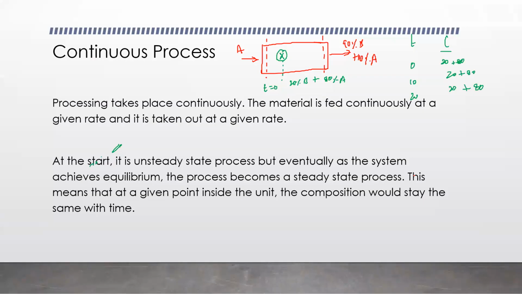So a batch process is an unsteady state process, while a continuous process, eventually it goes to steady state. In the start, it's an unsteady state process, but eventually it achieves equilibrium and it becomes steady state. So graphically, if you represent this, it would be something like this. Initially, up till here, in the beginning, it was unsteady, and after that it has become steady state. All right. So something like this can be observed.